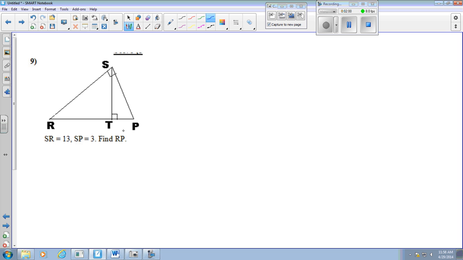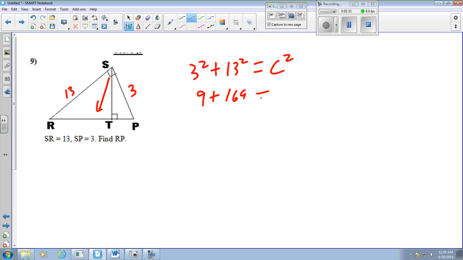On number 9, they're asking us to solve the triangle the way we were doing in the previous chapter. Let's take a look. SR is 13. SP is 3. And we're going to find RP. Well, if we look at this, this would be the right angle. This would be the hypotenuse. So for number 9, all we have to do is 3 squared plus 13 squared equals c squared. And I get 9 plus 169 equals c squared. I get the square root of 178 is my c.